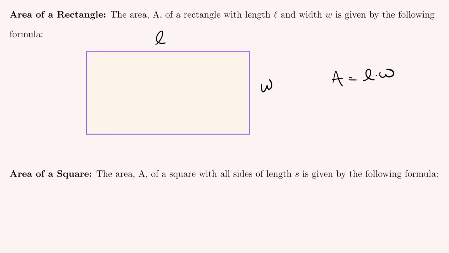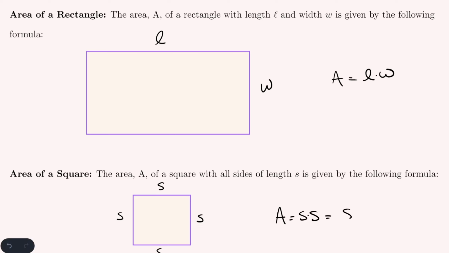Now, a square is just a special form of a rectangle. It's a rectangle with all equal side lengths. So if this is side length S, this is side length S, as is the remaining 2 side lengths. Area for a square is length times width, but that's S times S, or side length squared.